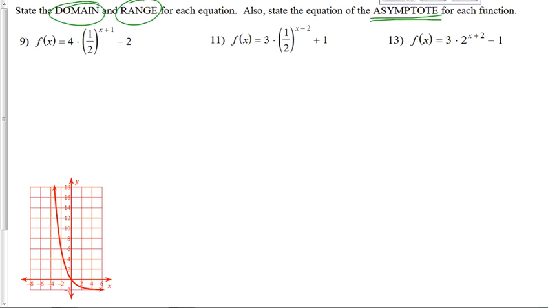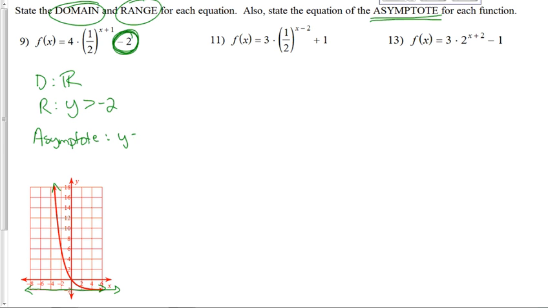Domain is easy for all of these because the domain is going to be all real numbers. It goes left and right because of these arrows in all directions. But you notice that it's going to have an asymptote right here. It went down 2 spots at -2. And in class, you saw that that -2 corresponded to this because it was shifted down 2. So the range has to do with the fact that everything is above that -2, and that's what y greater than -2 means. So the asymptote is right on that -2, and the equation is y equals -2.